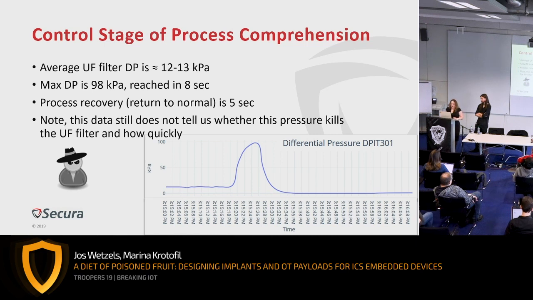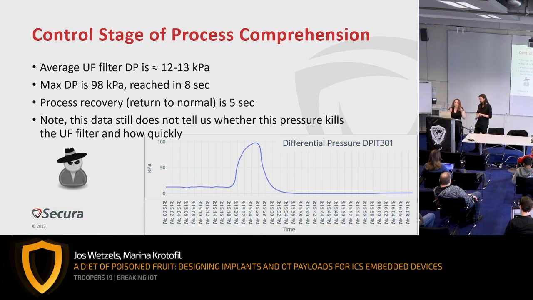So, for example, this is experimentation from that plant, from the photos which you've seen previously. Typically the average pressure is 12 to 13 kilopascals. We are able to reach a maximum of 98 kilopascals, which takes 8 seconds. Then the process returns to normal in 5 seconds. Note that we now know that the maximum we can achieve is 98 kilopascals. I still don't know, and they don't know.